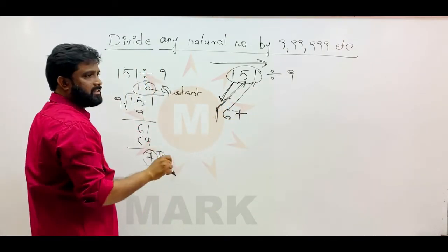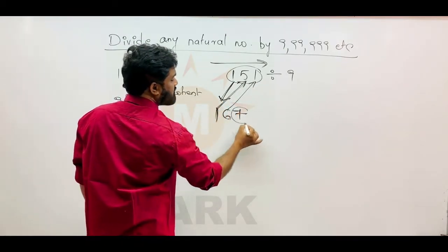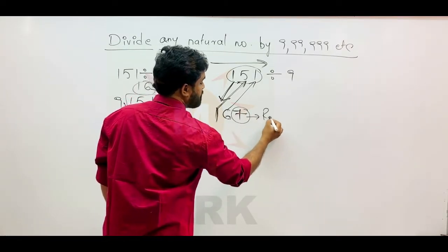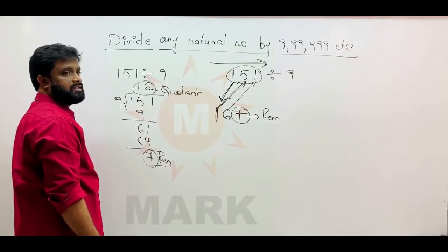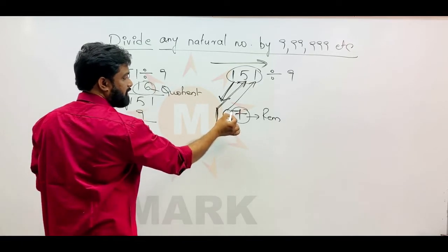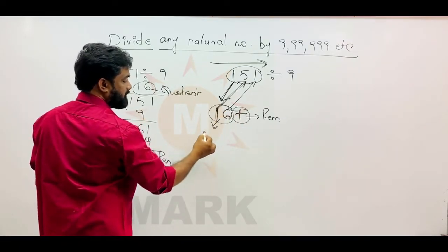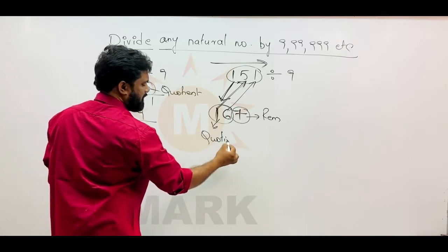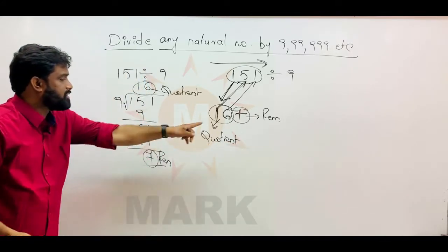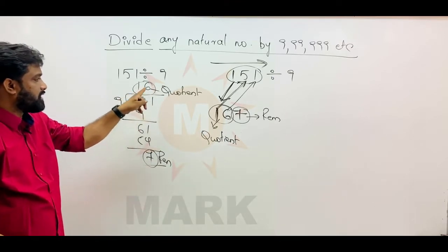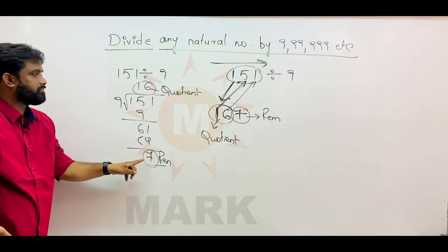In this result, the last number you should take as the remainder. The last number, the units number, is the remainder, and the remaining numbers will be the quotient. You can check: the quotient is 16, and the remainder is 7.